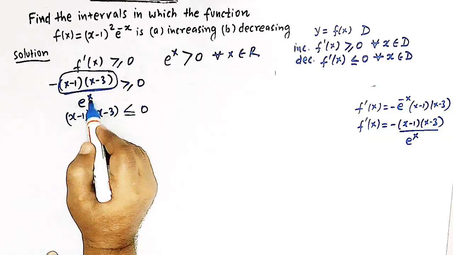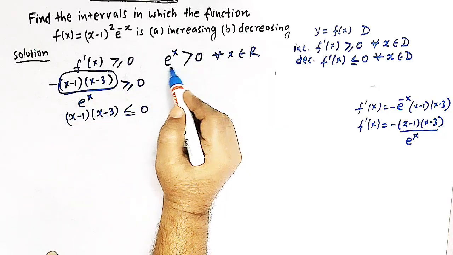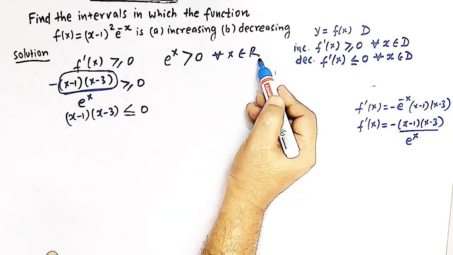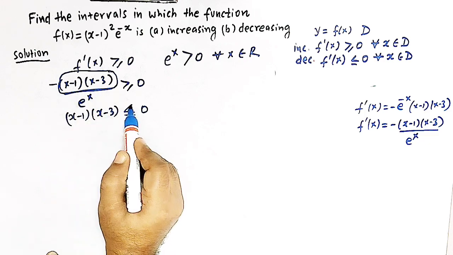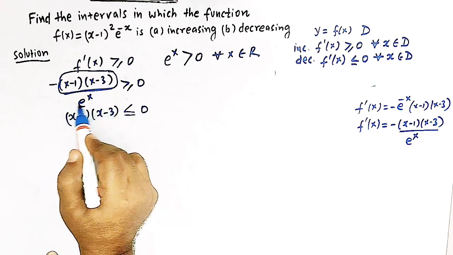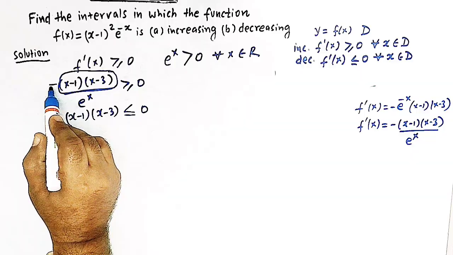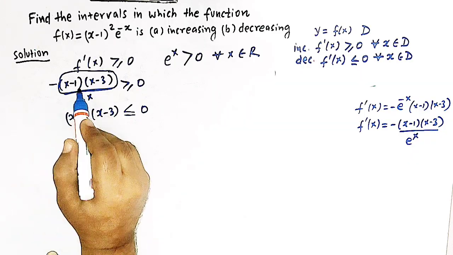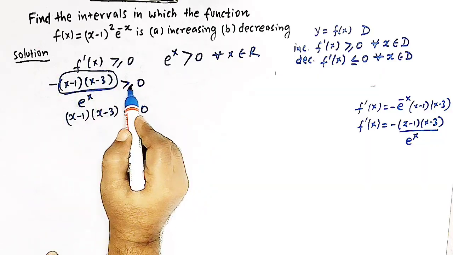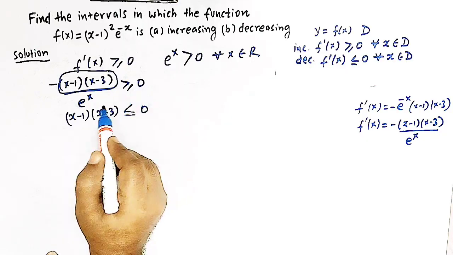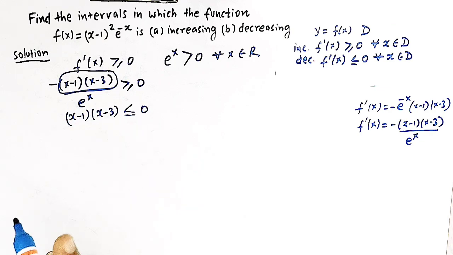So here e raised to x is greater than 0, so the denominator is always positive for all x belonging to R. So for this quantity to be greater than or equal to 0, this product has to be less than or equal to 0, that is, this product has to be negative, because when a negative sign is multiplied with a negative, it becomes positive, and in that case this entire quantity is greater than 0.